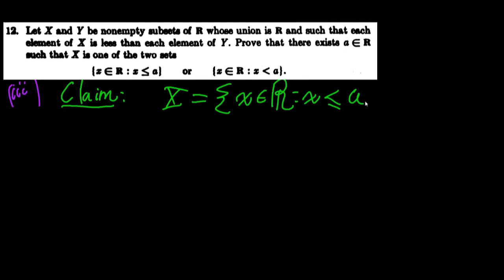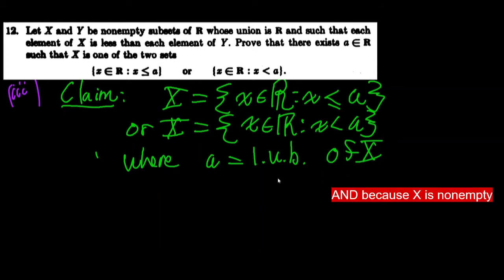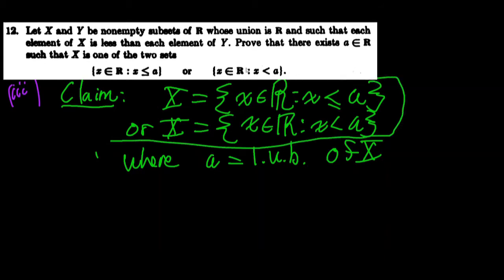So I'm going to make a claim here. I claim that X is equal to the set of x in R such that x is less than or equal to A, or X is equal to the set of all x in R such that x is strictly less than A, where A is equal to the least upper bound of X. If this claim were true, then since X has a least upper bound because it's bounded from above, there exists an A such that one of these two statements holds.